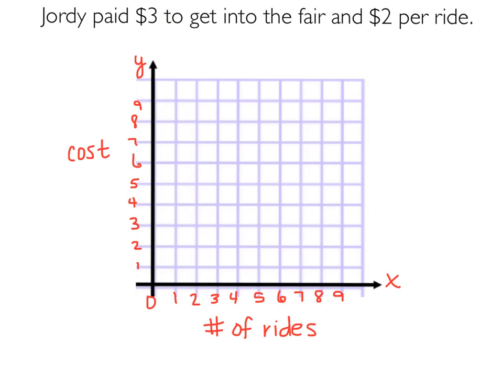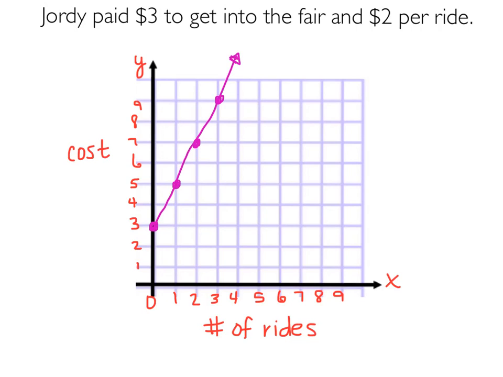All right, now that we've seen this and we know it's not proportional, let's see what the graph looks like of one that's not proportional. If I went on 0 rides, it still cost me $3 to get into the fair. If I went on 1 ride, it cost me $5 for my whole time at the fair. If I went on 2 rides, it cost me $7. If I went on 3 rides, it cost me $9. Now you can kind of see a pattern. It's making a line, so I'm going to go ahead and connect this and put an arrow on the end.